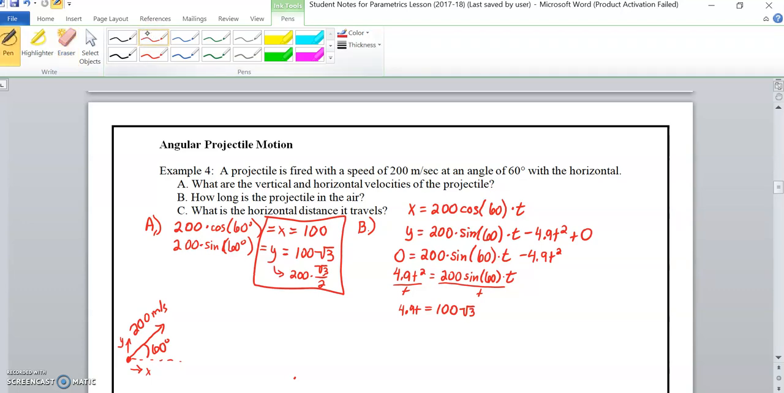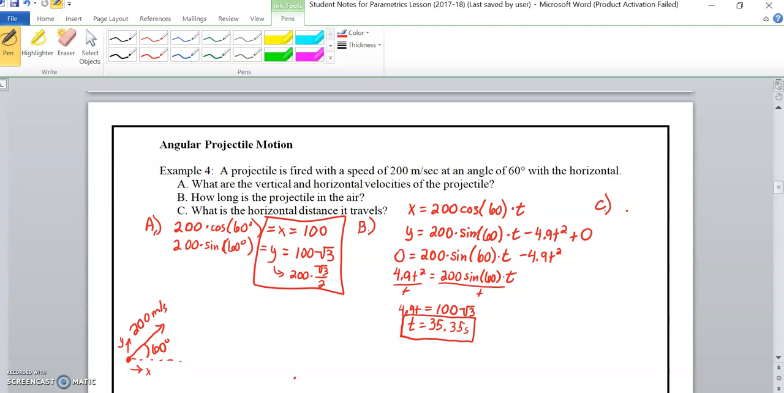So if we take 100 square root 3 divided by 4.9, it is in the air for t equals 35.35 seconds. So the sub-question of part B, how long is it in the air? About 35 and a third. Let's see, part C.